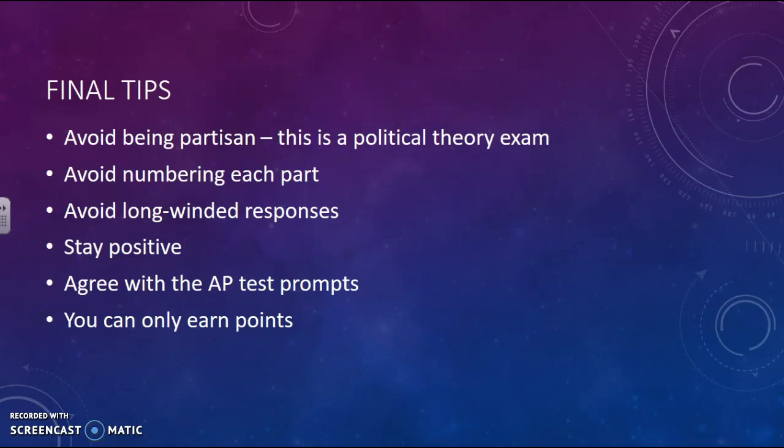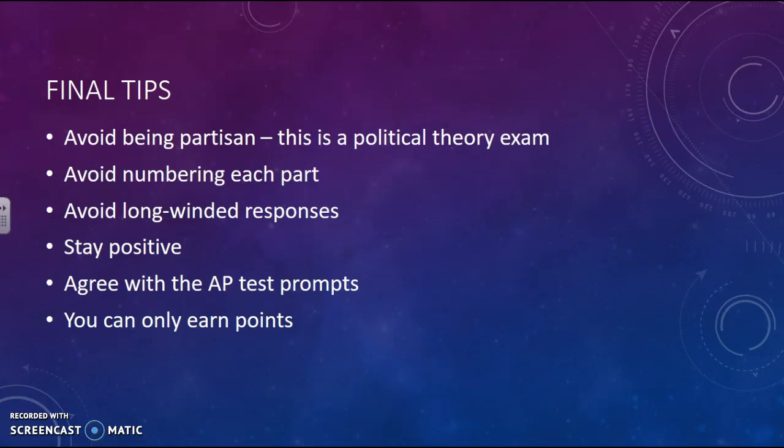You also want to avoid numbering each part, for example, 1A, 1B, 1C. If in 1A you don't answer the question entirely correctly, but let's say in 1C you do, you wouldn't actually get credit. So you want to just put number 1 and then answer the FRQ. You might want to space them out for Part A and Part B, but just in case what you may not answer in Part A is actually covered in Part C. Sometimes that can happen. You do want to avoid long-winded responses and stay positive.